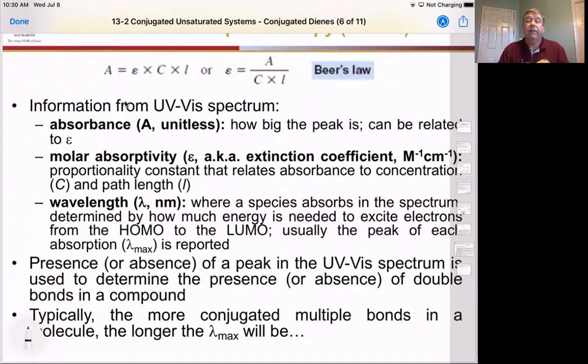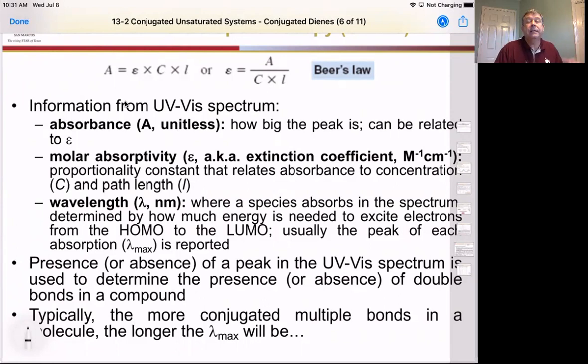Does it absorb light very well or very poorly? If you have a high extinction coefficient, that means it absorbs a lot of light and gives off a much bigger absorption signal. And if it has a very small molar absorptivity, then you would have to have a lot more of the material in the solution to be able to see it.